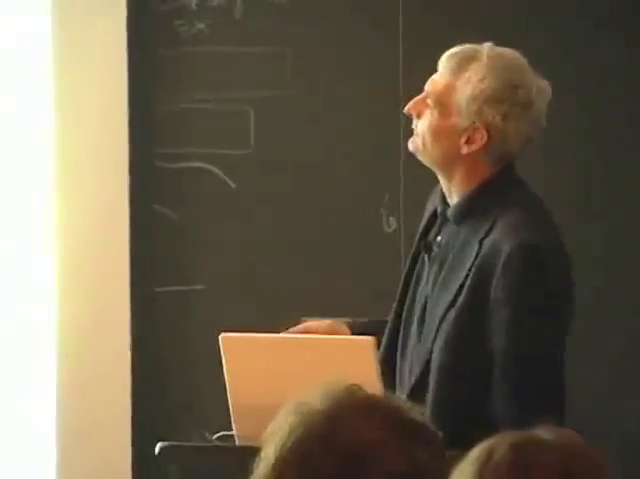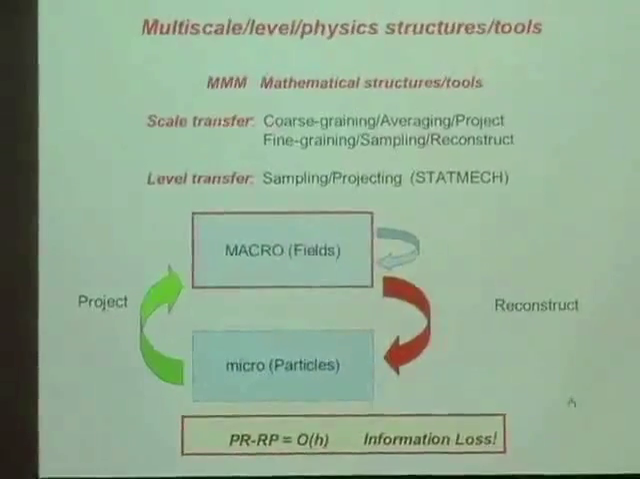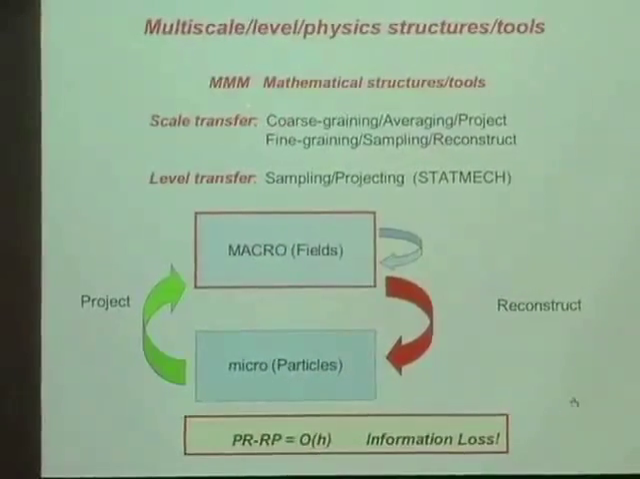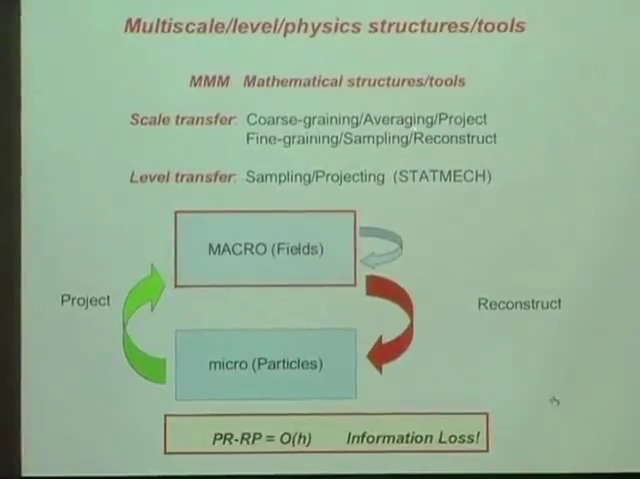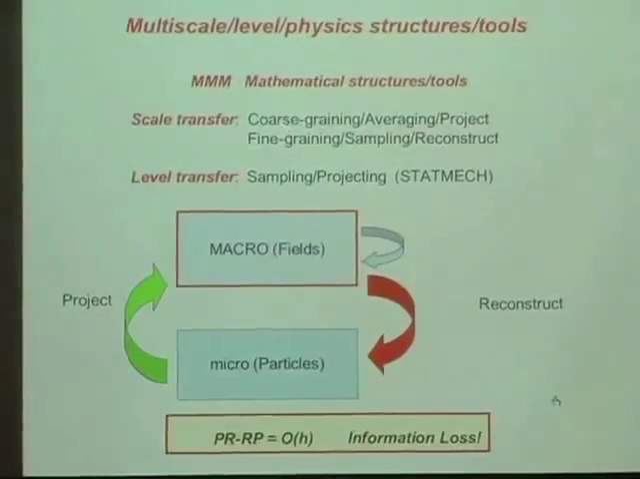Now, keeping up with the general guideline, in the next lecture I will try to give some details on how you do the scale and level transfer, and how you do the coarse graining. There are several words depending on the context. In physics, you will call it coarse graining or averaging. In mathematics, you call it projection. And an important piece of machinery, which is not present in multigrid, for instance, is sampling.